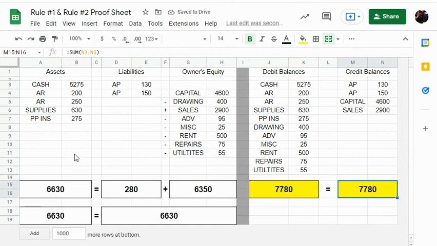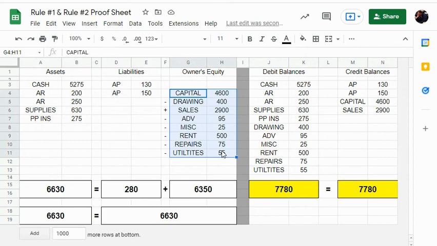I come back over and I prove Rule 1 of accounting. I add up all of my assets, $6,630. I add up my 2 liabilities, $280. Normally, if I was in class, I would just let you try and add up all of these numbers and you go, wait a minute, Mr. Clem, my Chapter 1 stuff doesn't work. My asset doesn't equal my liability plus my owner's equity. I'm going to go, yeah, if you add them all up, it doesn't.